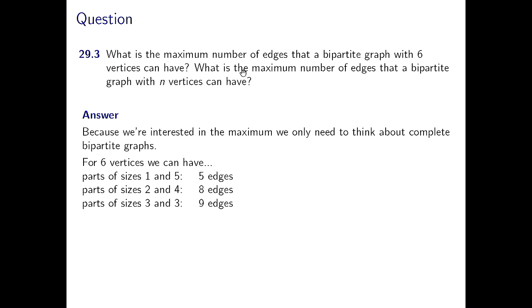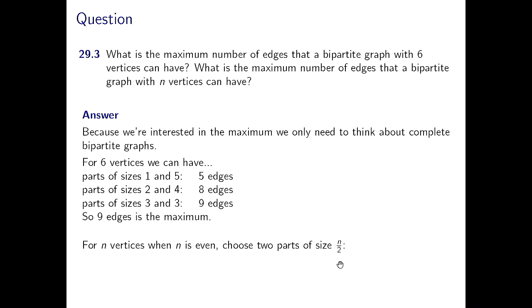Okay, so the next part of the question is what's the maximum number of edges that a graph with n vertices can have? Well, it's going to turn out that in general, this is our best strategy, right? Split it into equal-sized parts. So if n is even, that's easy, right? We should choose 2 parts of size n/2. How many edges is that going to have? n/2 times n/2 is n squared on 4, right? Now, if it's odd, what should we do instead?